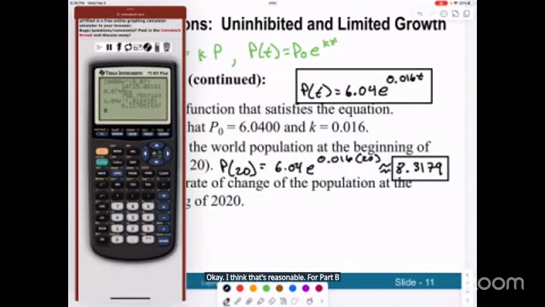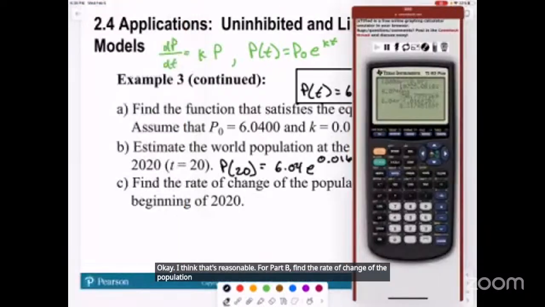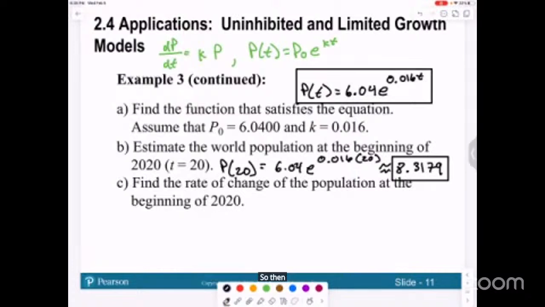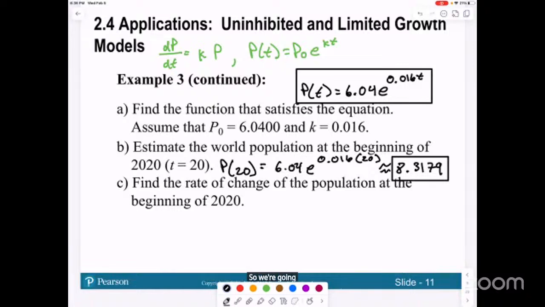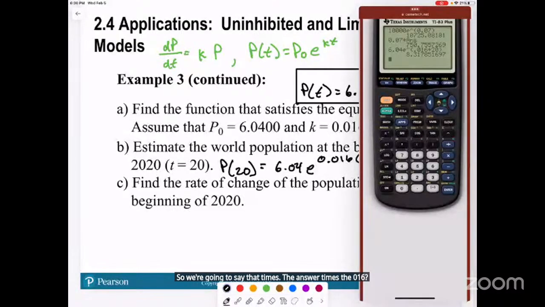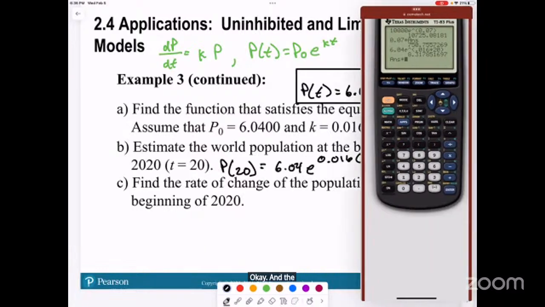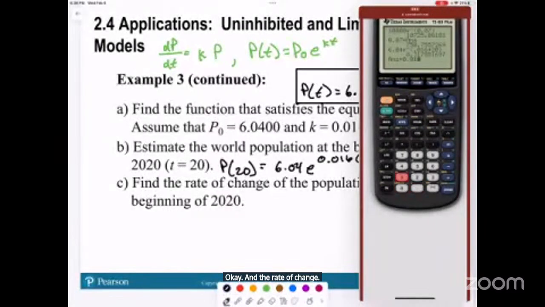Find the rate of change of the population at the beginning of 2020. So then from theorem 9, basically a repeat of the previous. If we want the rate of change based on these conditions, then we just take this answer and multiply it by our rate. So we're going to say that answer times the 0.016. Okay. And the rate of change, you could say 13.3%. Let me see.